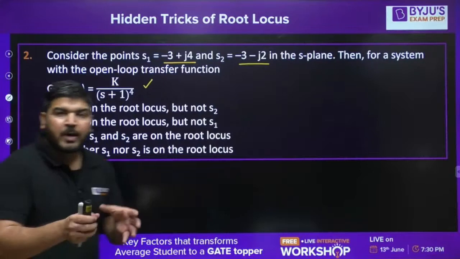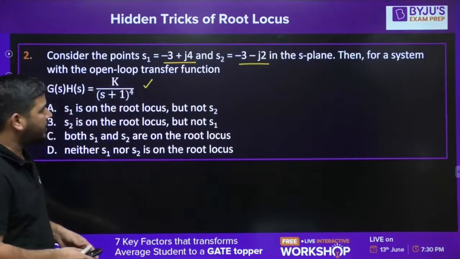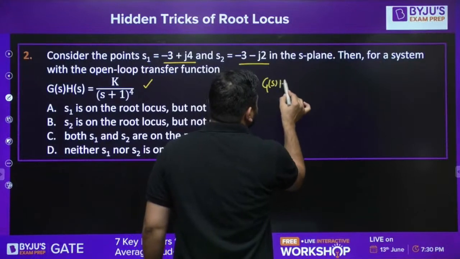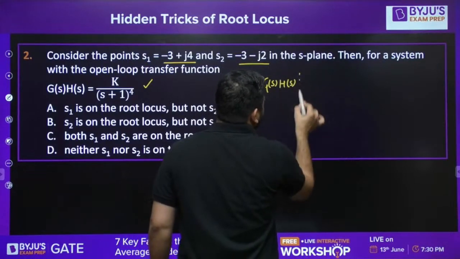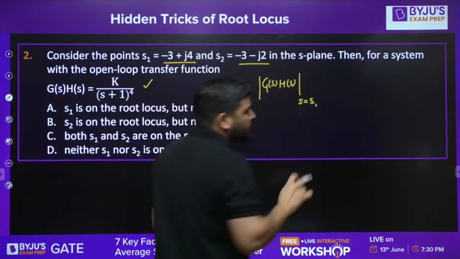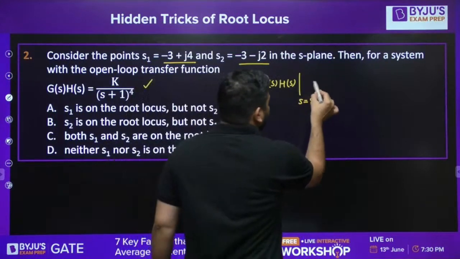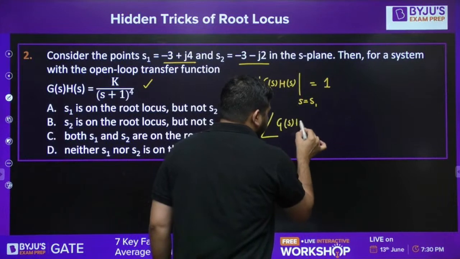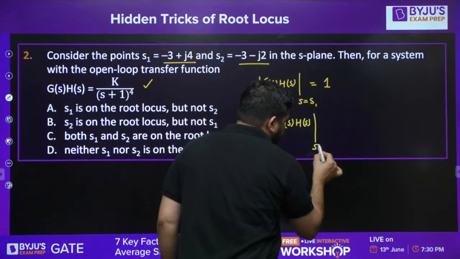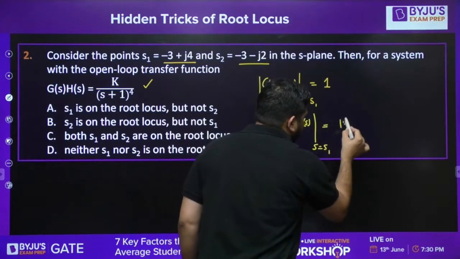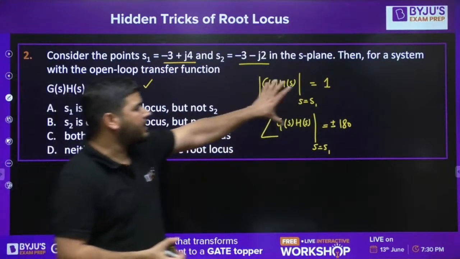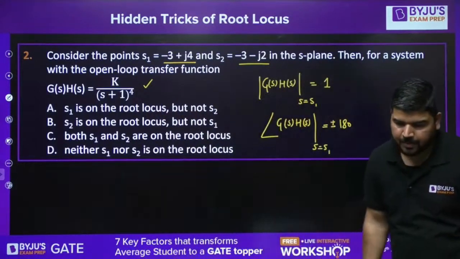Now, to check which point lies on the root locus, the Evan (angle and magnitude) conditions must be satisfied. What are those conditions? The magnitude of G(s)H(s) at some s equal to s1, if s1 lies on the root locus, has to be 1. And the phase of G(s)H(s) at s equal to s1 has to be plus or minus 180. Okay, these are the conditions, and they must be satisfied.